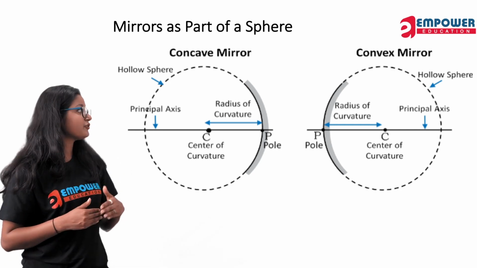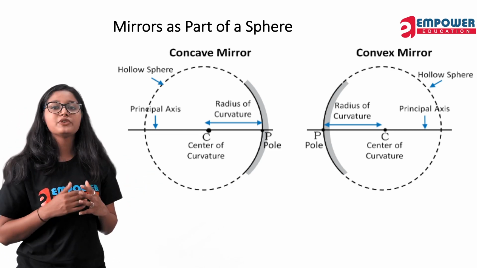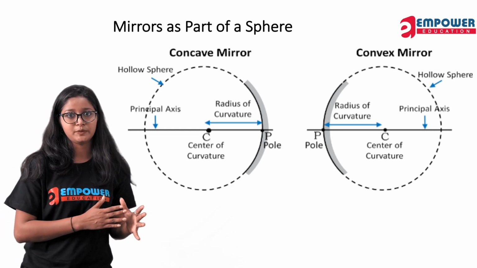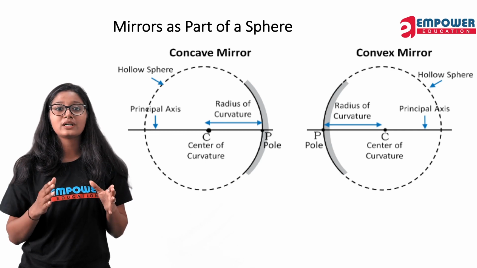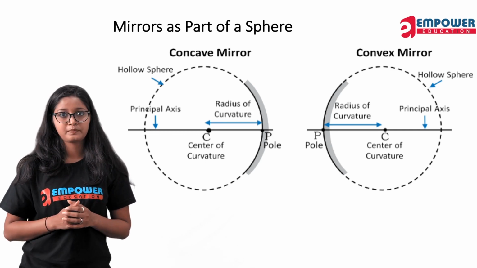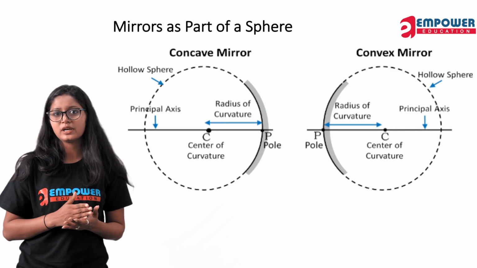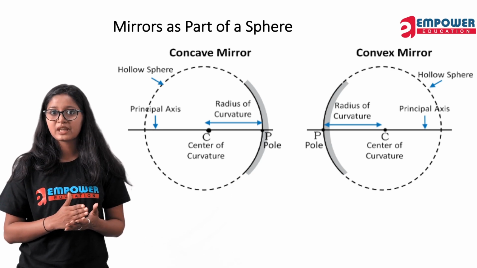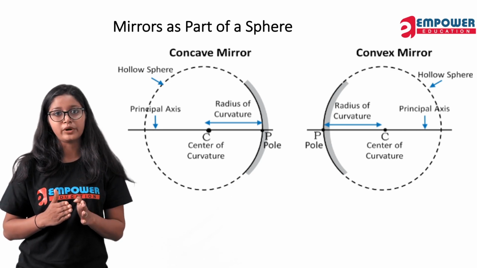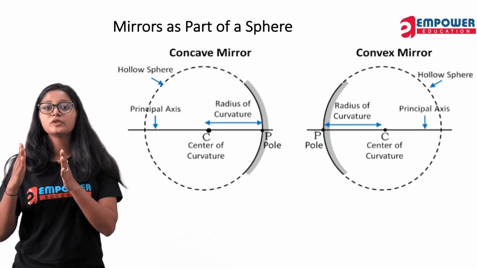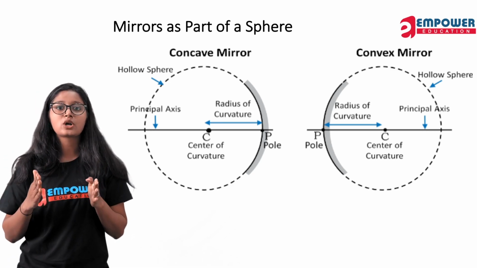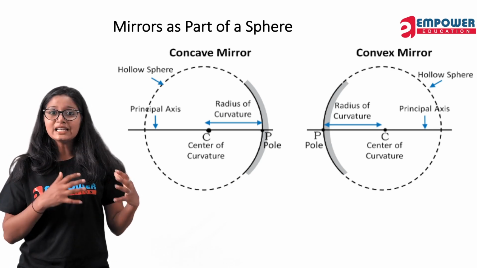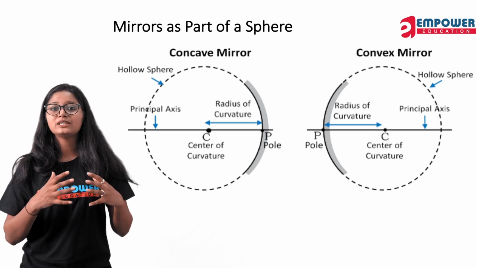Now if you have a look at these figures, the distance from the point P to the center of curvature is called the radius of curvature. And then if we divide the radius of curvature into two halves, that becomes the focal point. And the distance from the pole to the focal point is called the focal length. Now we will discuss in detail the definition of all these terms.